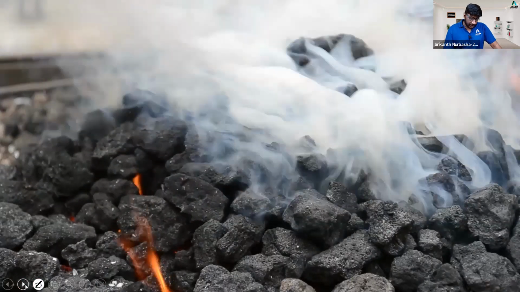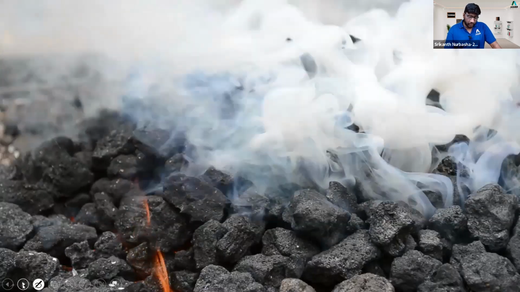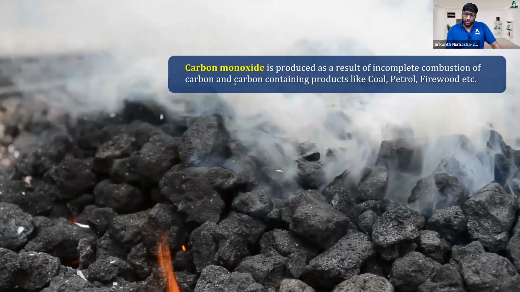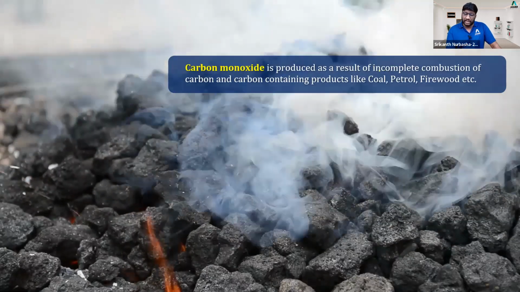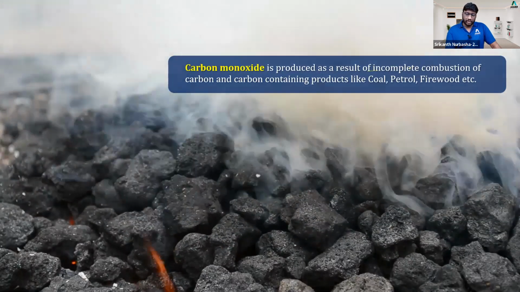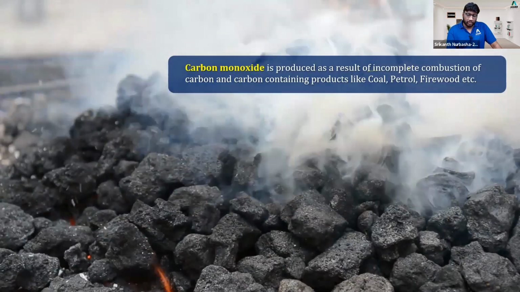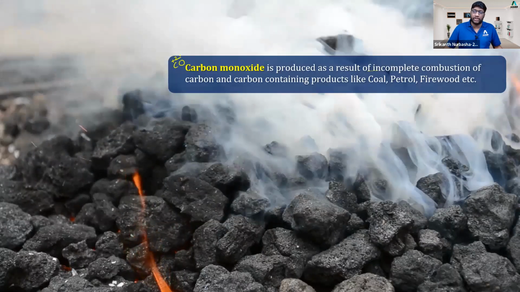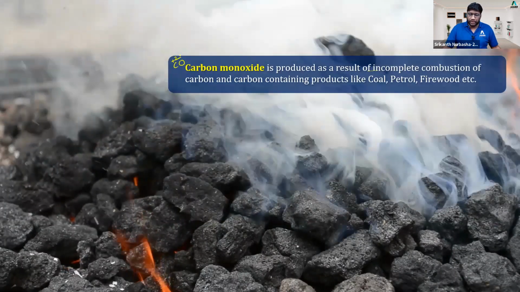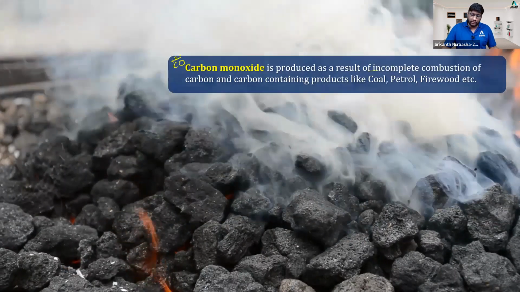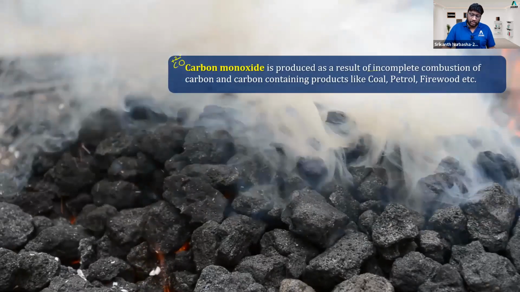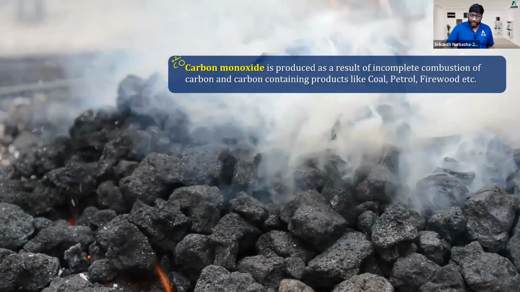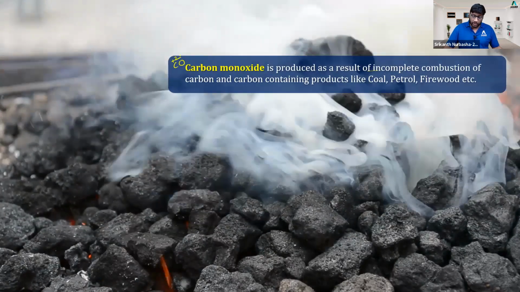And that is obtained by incomplete combustion of carbon containing fuels. Carbon monoxide is produced as a result of incomplete combustion. Why incomplete? Because in carbon monoxide carbon is in which state? The +2 state. But what is the maximum possible oxidation state of carbon? +4. So incomplete combustion happened, not complete combustion. Incomplete combustion of carbon and carbon containing products like coal, petrol, firewood will produce carbon monoxide.